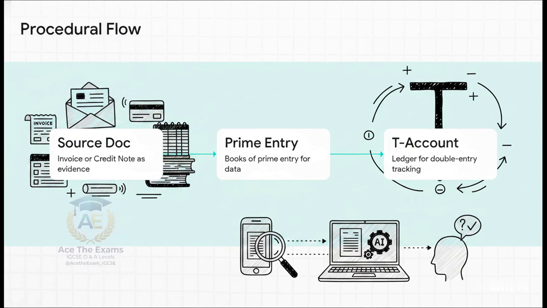Think about modern fintech for a second. Today, AI-driven accounting software like Xero will automatically extract data from an invoice and draft the entry for you in milliseconds. But here's the catch. The software only handles the mindless data entry. You have to provide the financial intelligence. As examiners, we are testing your understanding of this underlying procedural logic to make sure you can actually verify and troubleshoot the double entry yourself.